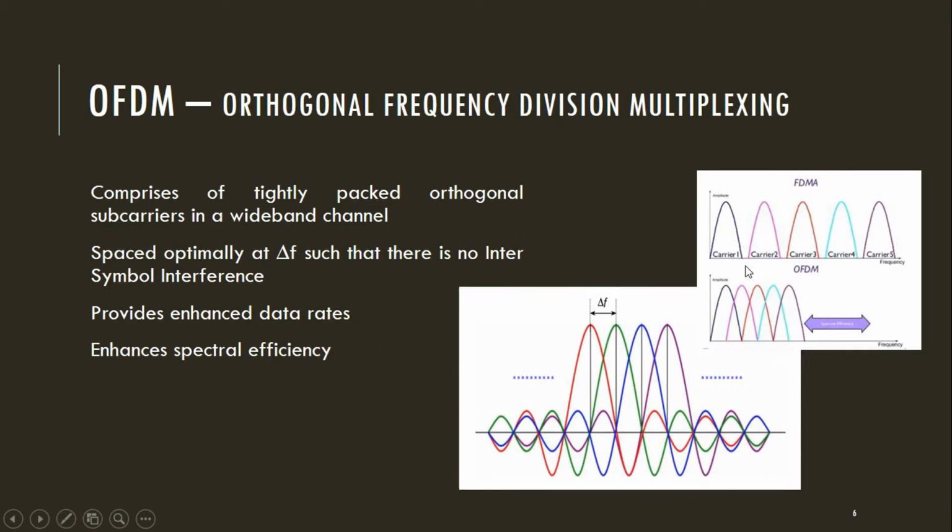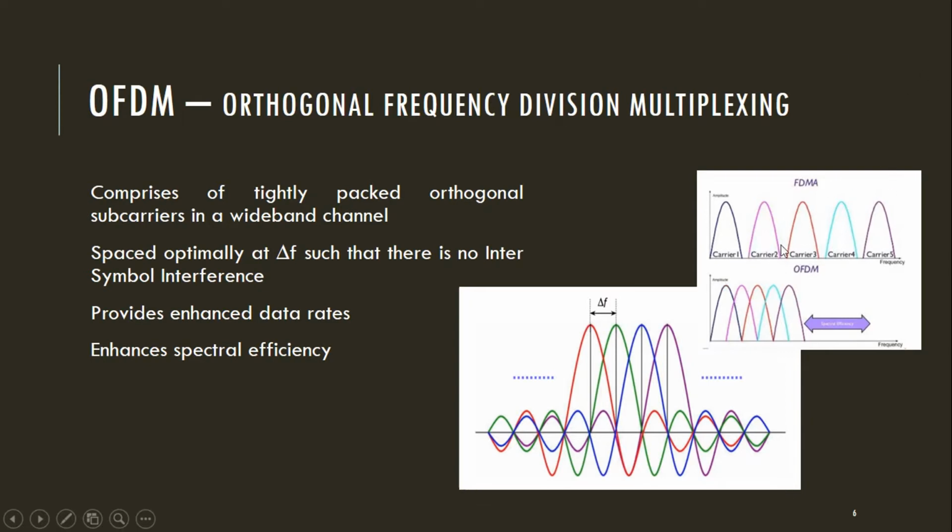Moving on to OFDM, OFDM is orthogonal frequency division multiplexing, and it basically creates several subcarriers of narrowband frequencies and sends them over a wideband channel. It orthogonalizes these subcarriers so that they can be tightly packed in a wideband channel. This is how we get an improvement in the spectral efficiency.